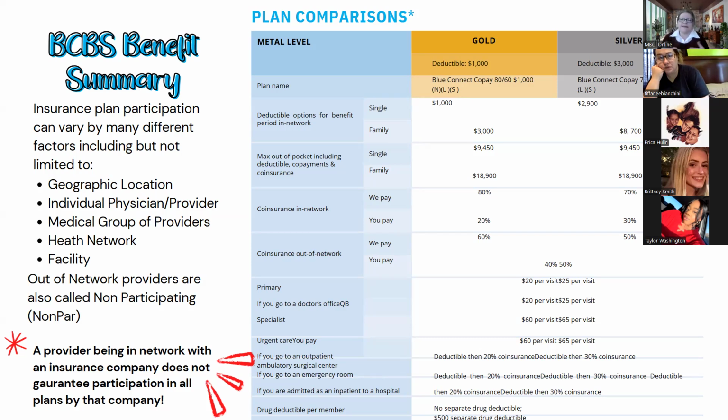There may be some kind of limit on your coverage. Okay, the doctor in Mississippi is credentialed with Blue Cross, but if your Blue Cross Louisiana plan only covers doctors in Louisiana, they're not going to cover the one in Mississippi, right? So there's a lot of different factors that can go into how the plans work, okay? Out-of-network providers are also called non-participating or non-par. And like I said before, an important part to remember is just because a provider is in network with an insurance company does not mean that they participate in all of that company's insurance plans, okay?